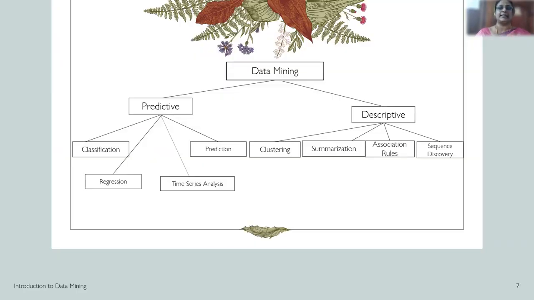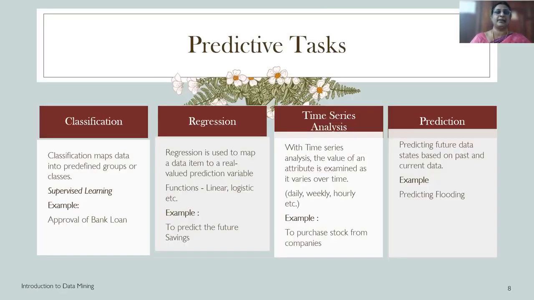When we take the data mining concept, there are two major tasks. One we call predictive analysis, another one we call descriptive analysis. In predictive analysis, we have four categories: classification, regression, time series analysis, and prediction. When we go for descriptive analysis, we have clustering, summarization, association rules, and sequence discovery. Coming to the predictive tasks, the first one is classification. Classification is called supervised learning.